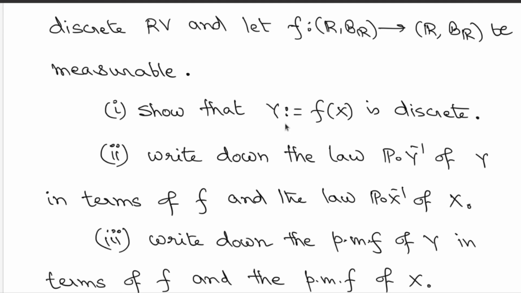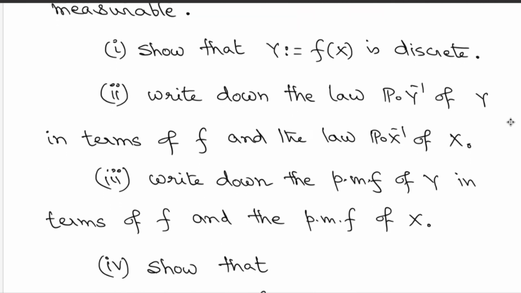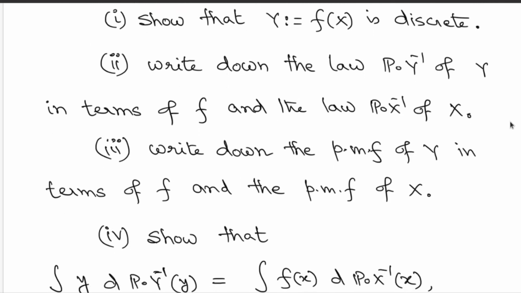Call it y. Now the first thing that you need to show is that f of x, which we are now calling y, is a discrete random variable. So that is the first statement. Now once you have a discrete random variable, you can try to look at its law.